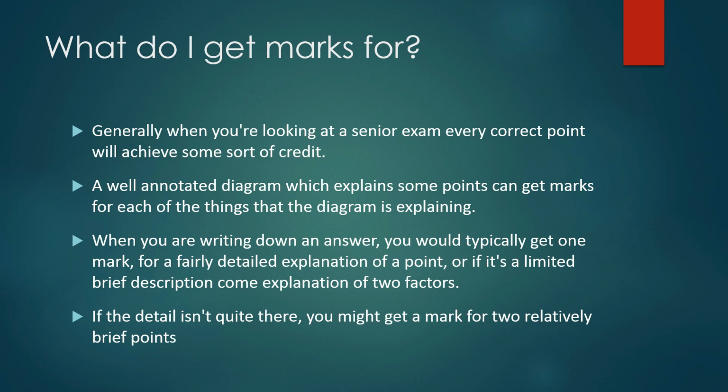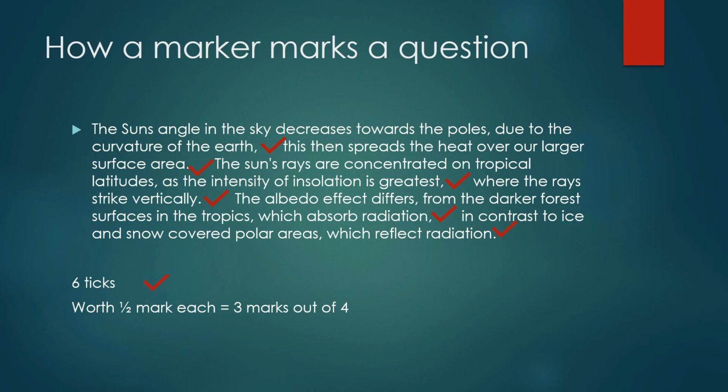A well-annotated diagram which explains some points can get marks for each of the things that the diagram is explaining. When you are writing down an answer, you would typically get 1 mark for a fairly detailed explanation of a point, or, if it's a limited brief description cum explanation, of 2 factors. If the detail isn't quite there, you might get a mark for 2 relatively brief points. Typically what a marker is looking for is a point to be made, and then that point expanded and explained in a bit more detail.